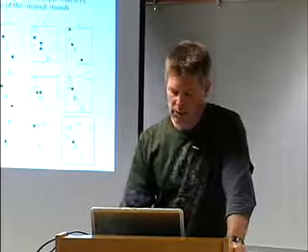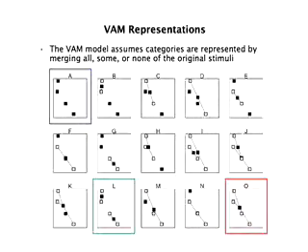And so the classic exemplar representation would be this one of the category, where all of the stimuli are just represented in the category, and the prototype representation would be right down here, where they've all been merged into some sort of central tendency capturing the prototype.